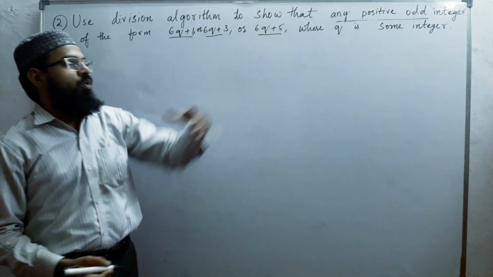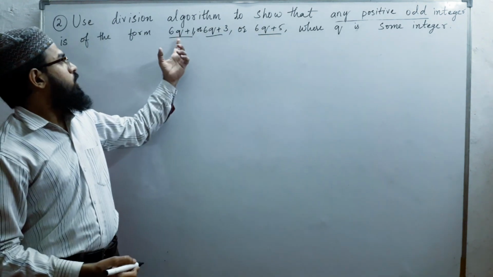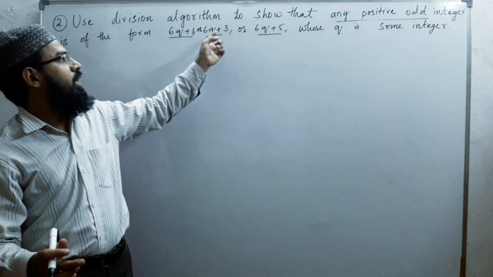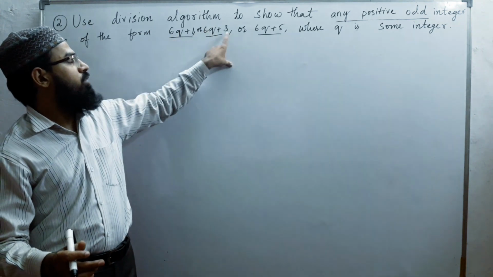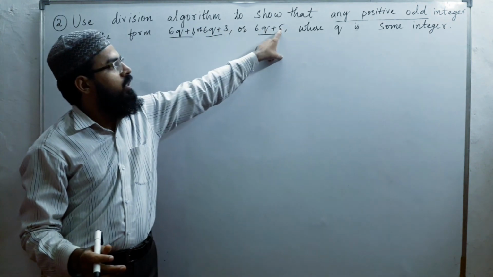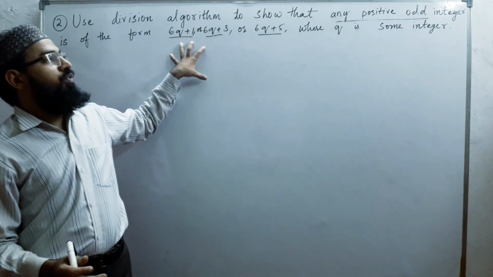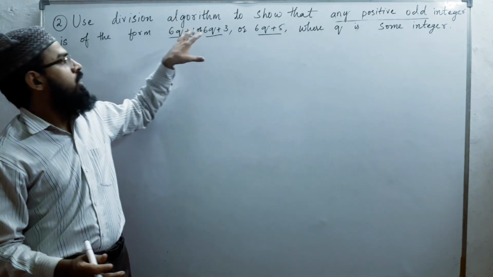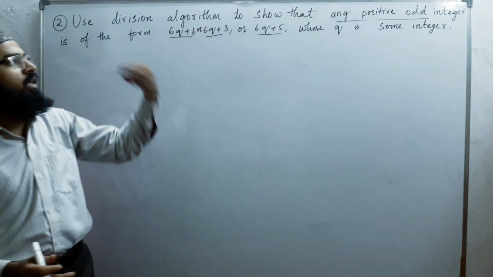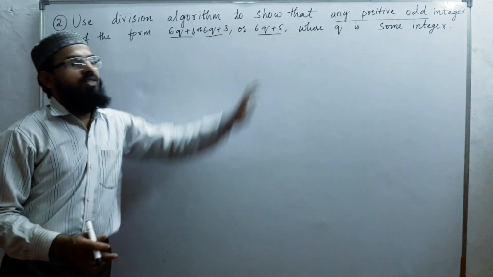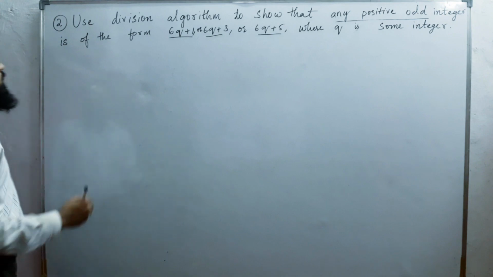That means when we substitute 0 in place of q, we get 1, 3, then 5. These are odd integers. We have to prove that they will be in this form. If we substitute any integer, we should get this form as odd positive integers. For doing that, let us write the solution.